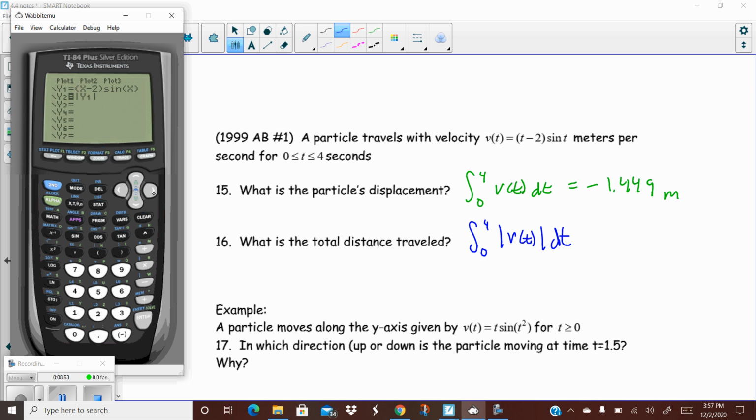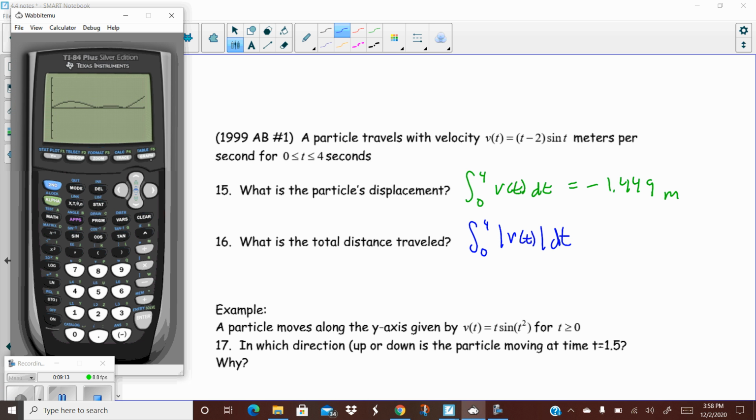Now what we should see when we graph this is, because it's an absolute value, everything should now be in the positive area. So in other words, all the graph should be above the x-axis. Let's see. And there it is. It's doing exactly what we said it would.